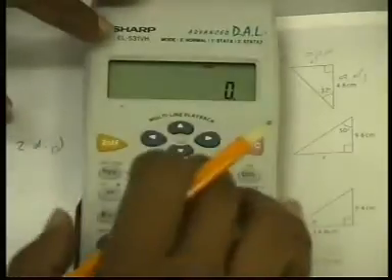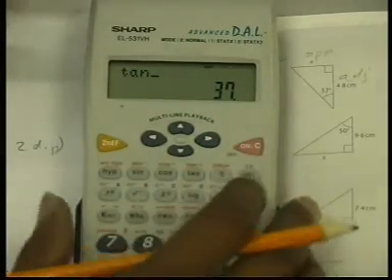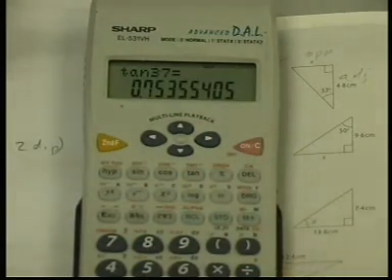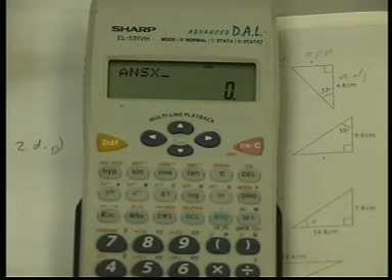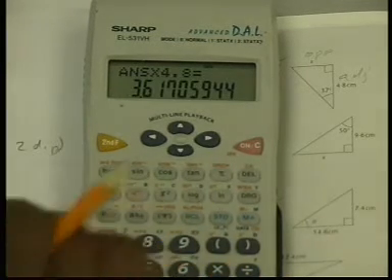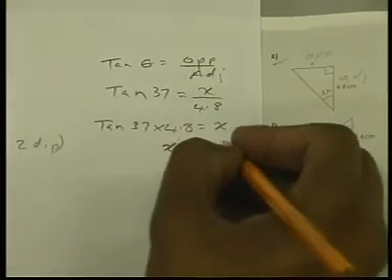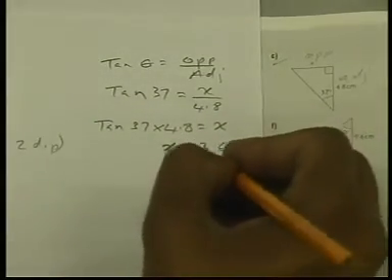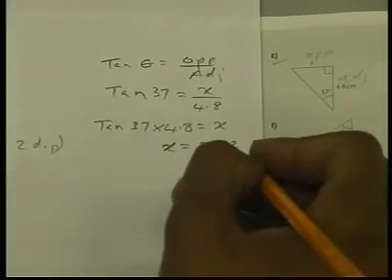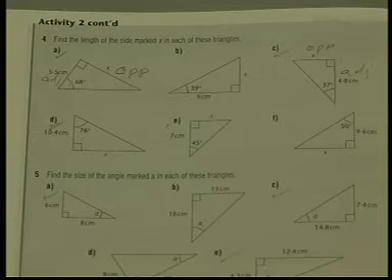So x is equal to tan 37 times 4.8 equals 3.62. 3.62 to 2 decimal places. Okay, now you try d by yourself, and I will do e. Pause it if you have to.